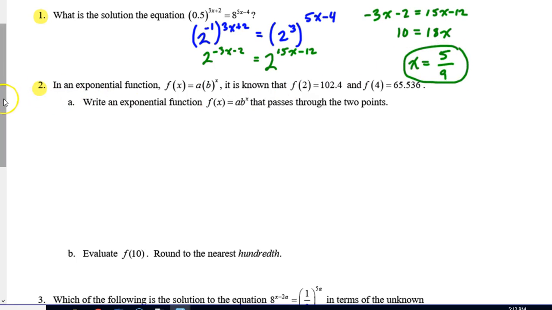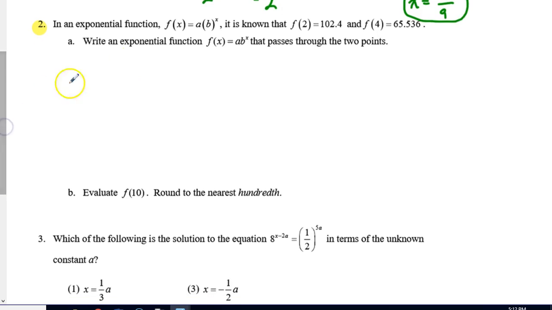Okay, this next question is a tough one as well. We are given 2 points on an exponential curve. So we can think of this as an x and a y, and an x and a y. It turns out we can put them both into this form and then try to figure out what a and b could be.